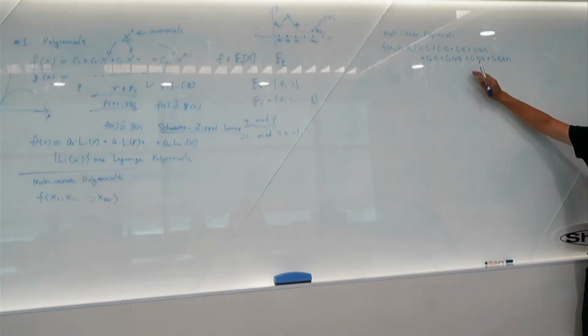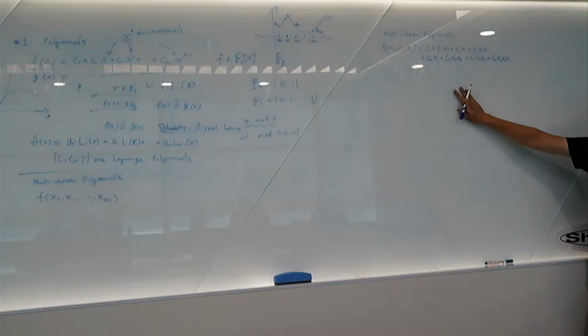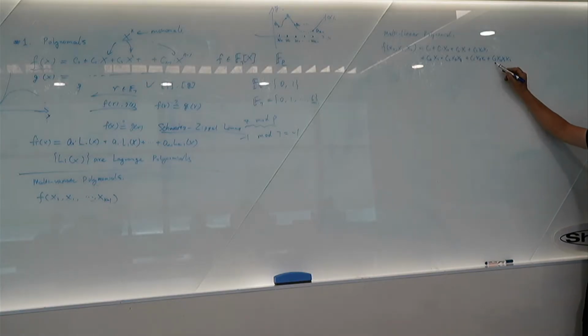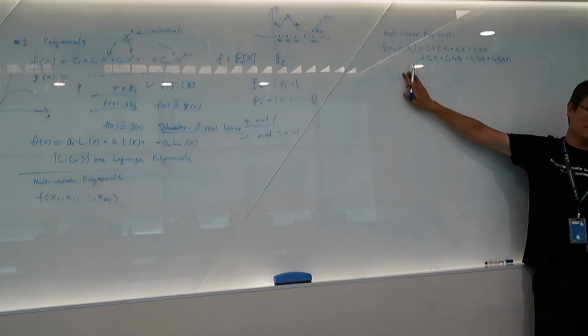Why? Because in each term, the degree of each variable cannot be larger than 1. So, for example, for this term, the degree of x0 is only 1. For this term, the degree of x0 is 0, the degree of x1 is 1, and the degree of x2 is 1. So that's why we call it a multilinear polynomial.